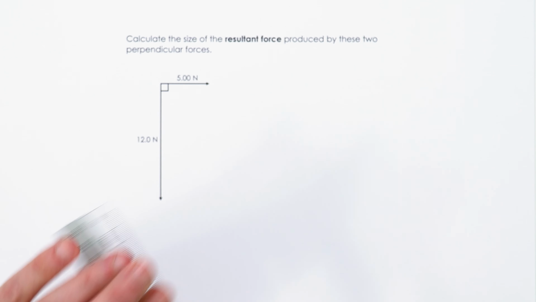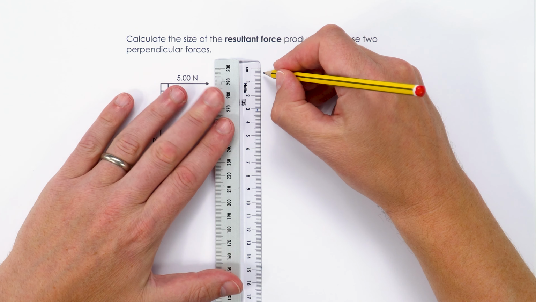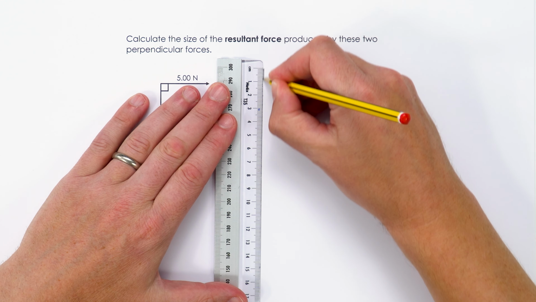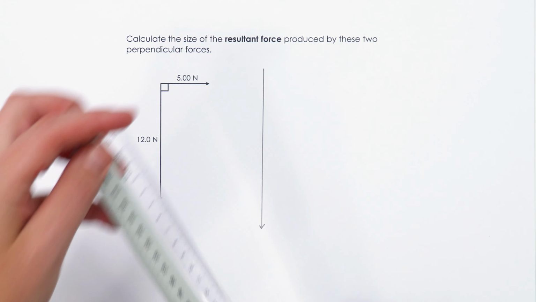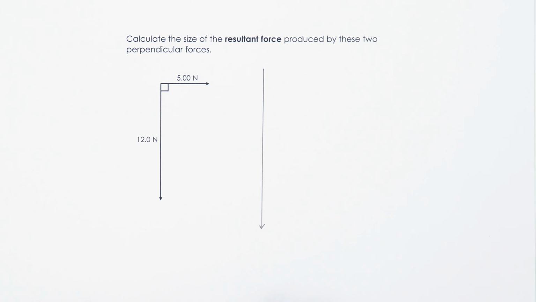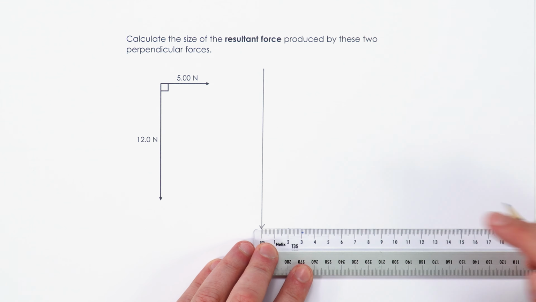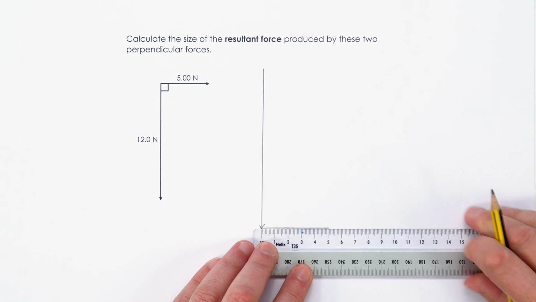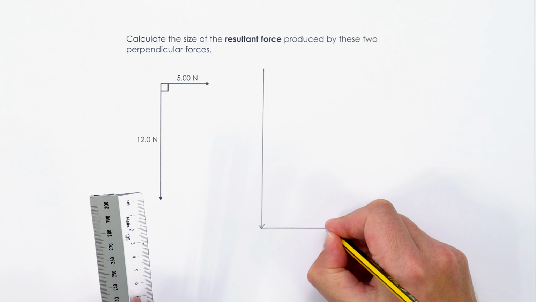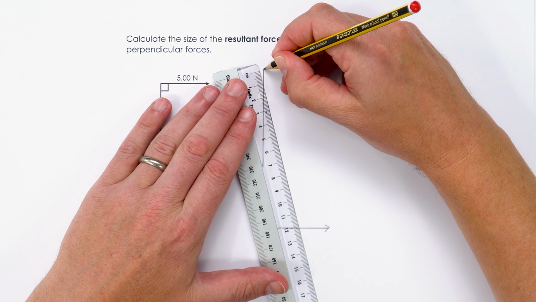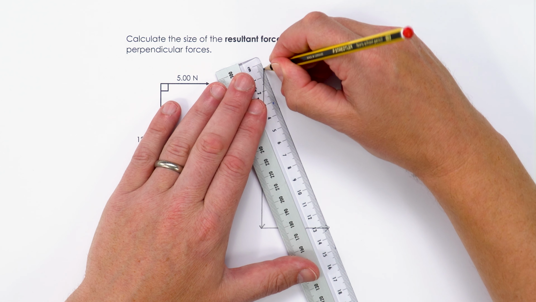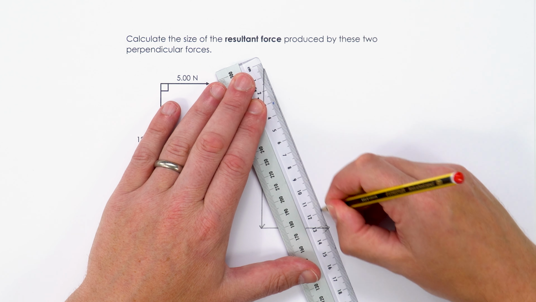So I'm going to draw a quick diagram to the side. Now I'm going to draw an arrow down, which is 12 centimetres long. So I'm just saying that 12 centimetres is equivalent to 12 newtons. I'm going to draw an arrow to the right, which is 5 centimetres long, which is going to be my 5 Newton force. And of course the resultant is going to be the same as the length of this side that we have over here.